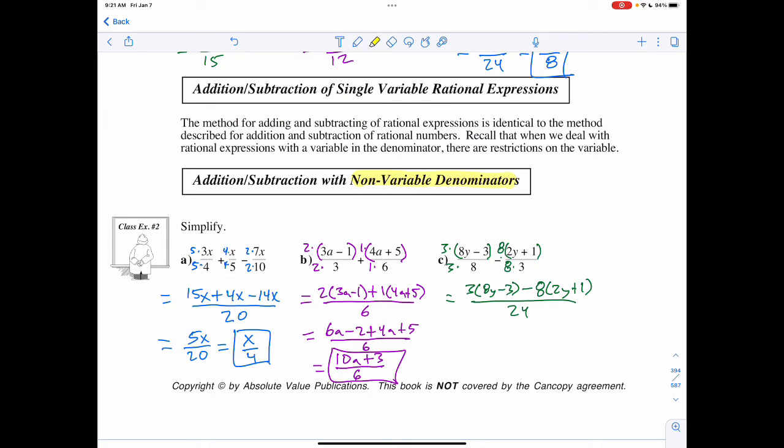And when I expand this, make sure that you're multiplying both these terms by negative 8, not just 8. That's going to give me 24y minus 9 minus 16y minus 8 all over 24. And once again, when I combine the like terms, I get 8y minus 17 all over 24. And there is my final answer.